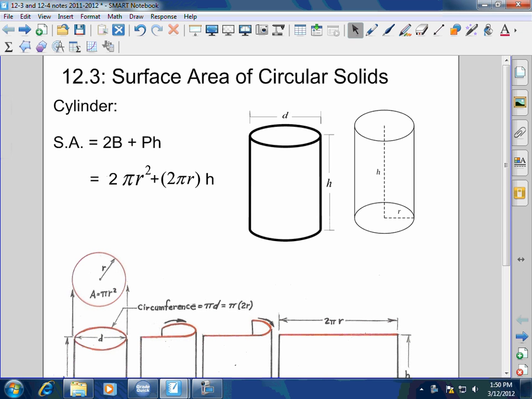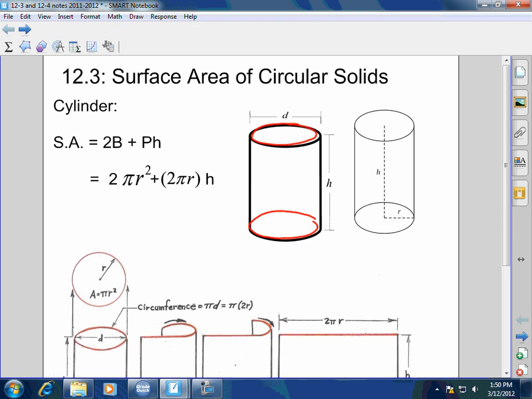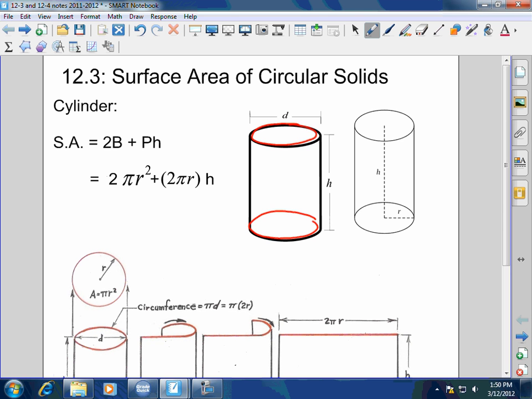Now the good news is that there are no new formulas to learn for the surface area of a circular solid, such as a cylinder. A cylinder, although it's not by definition a prism, because I don't have two bases that are polygons, I do have two congruent circles as the base and the top. So even though it's not a prism, we can use the formula of the prism, which is 2 times base area plus base perimeter times height.